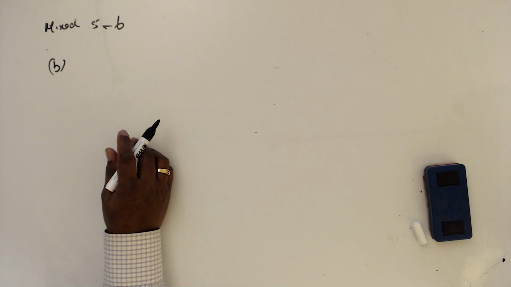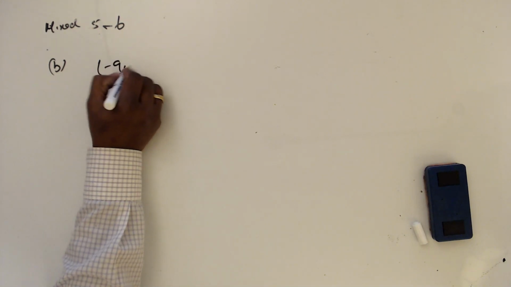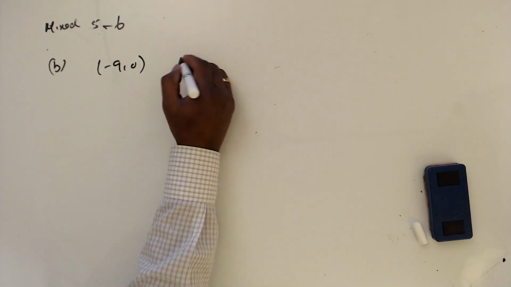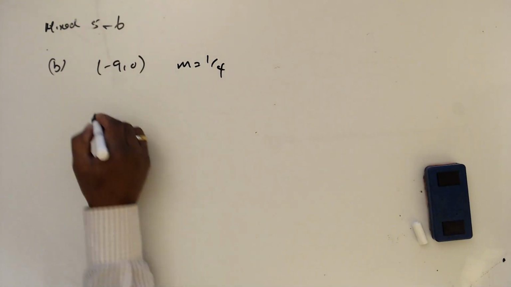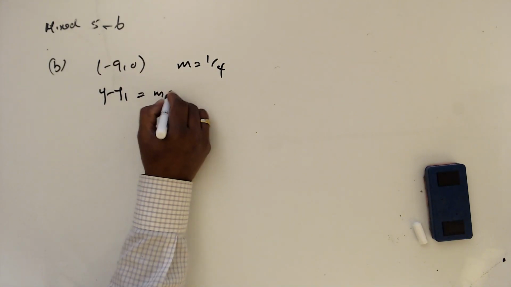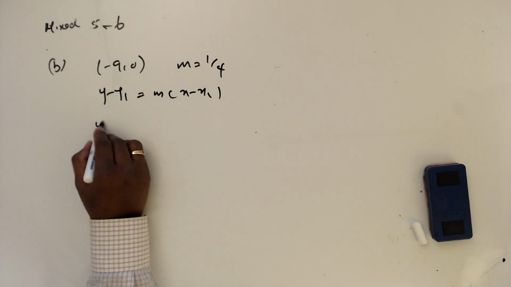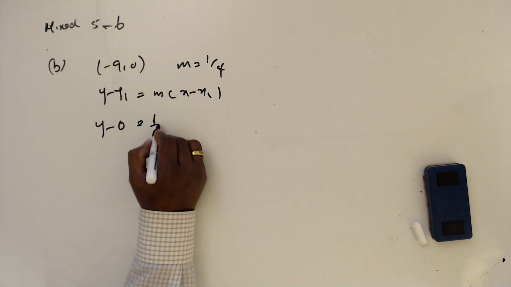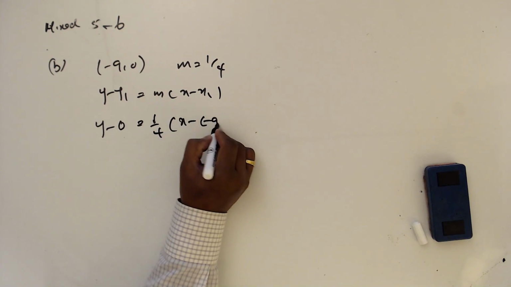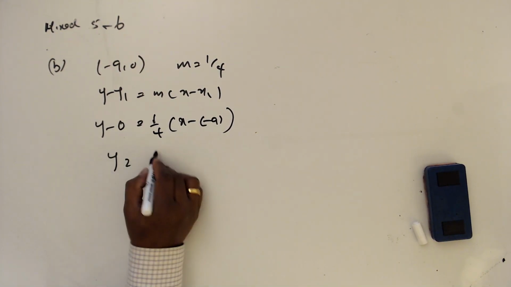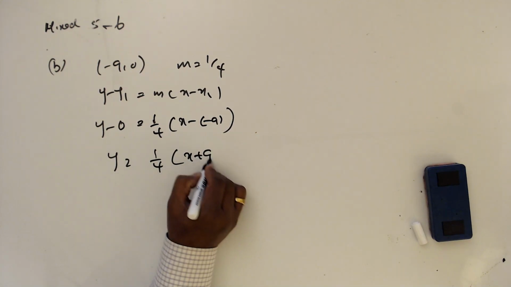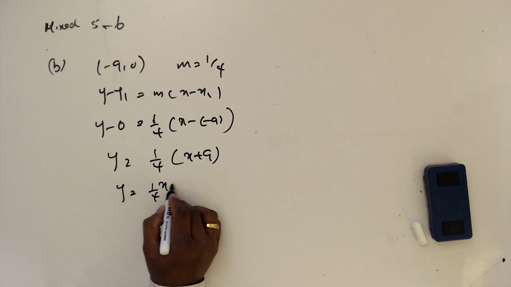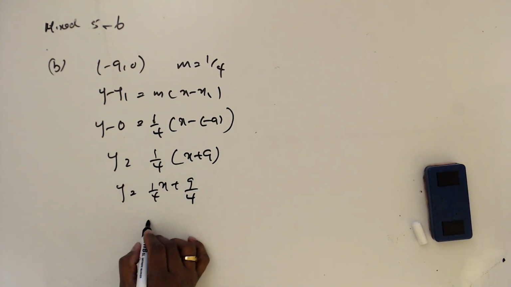Part B, coordinates minus 9, 0. And the gradient is 1 over 4. So y minus y1 equal m times x minus x1. Y minus 0 equal 1 over 4 times x plus 9. Y equal 1 over 4 x plus 9 over 4.